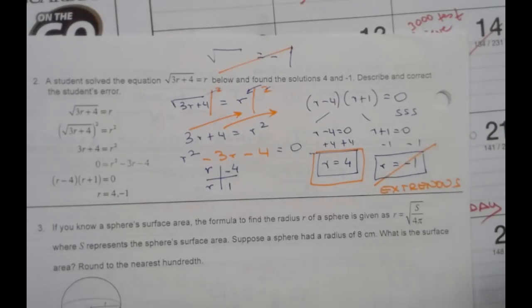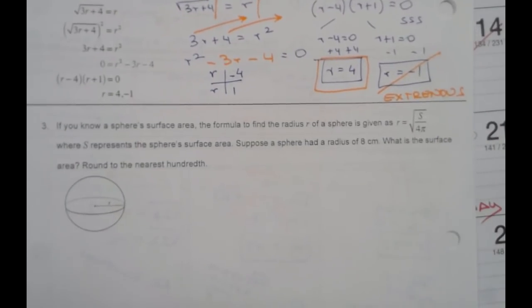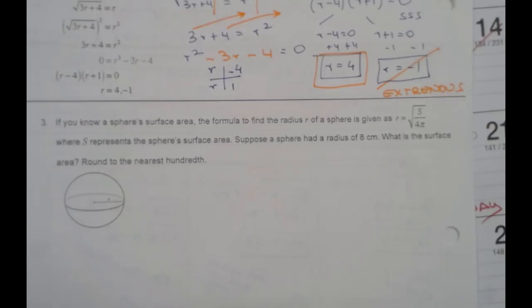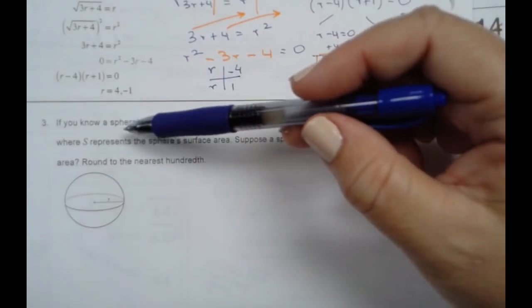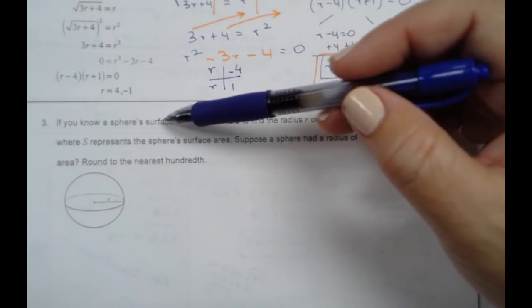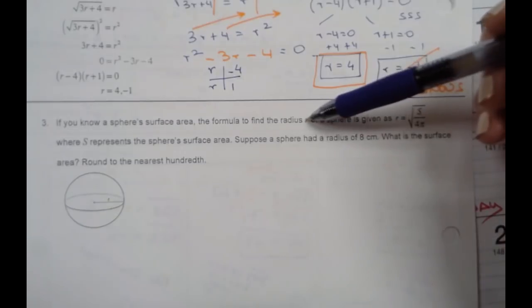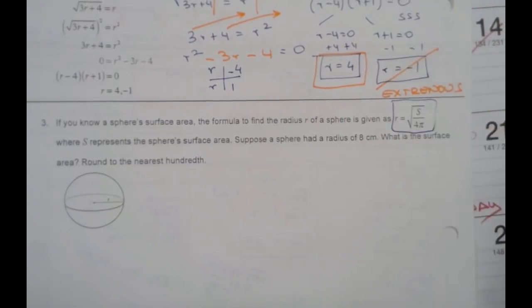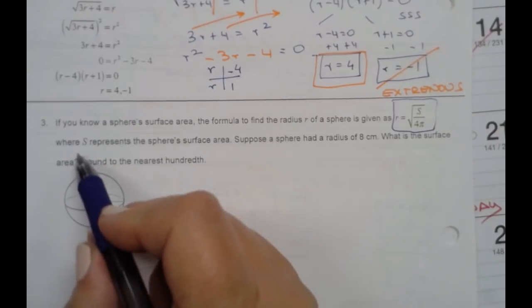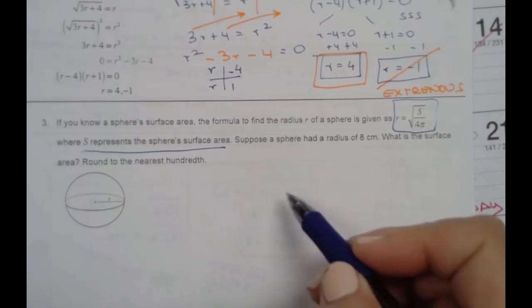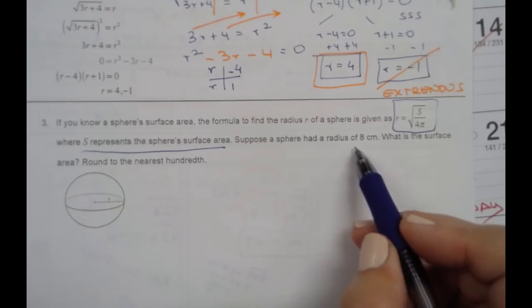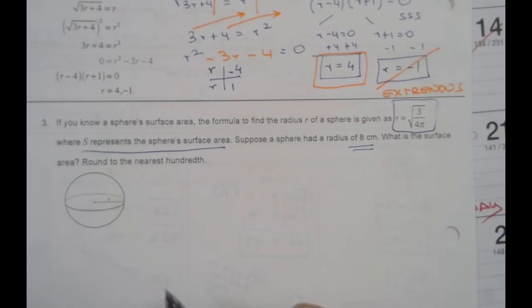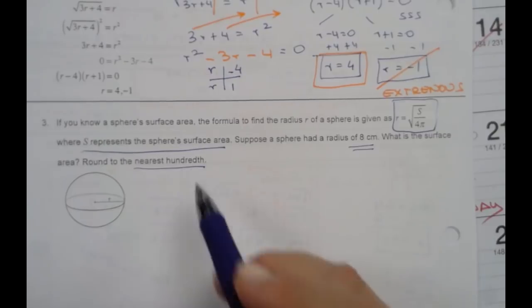Moving on, next year you're going to have geometry, and you have to know how to calculate the volume, and most of the time the formulas are going to be given to you. So in this case, you have a sphere, and the formula to find the radius of a sphere is given to you. So this is your sphere radius formula. S represents the sphere's surface area. Suppose a sphere had a radius of 8 centimeters. What is the surface area? Round to the nearest hundredth place.